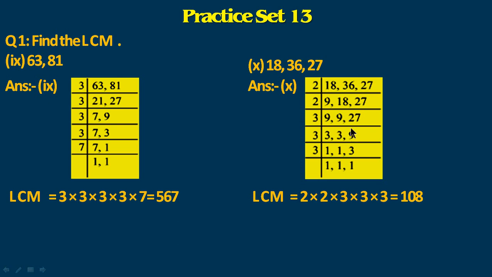Again 3 3 9. 3 1s are 3. Again 9, 3 3s are 9, 1 1 3. So 3 1s are 3. So in the end you are getting 1 1 1. So the LCM now is 2 into 2, 3 into 3 into 3. So LCM of 18, 36, 27 is 2 into 2, 3 into 3 into 3. 2 2s are 4, and then 3 3s are 9, 9 3s are 27. 27 into 4 is 108.